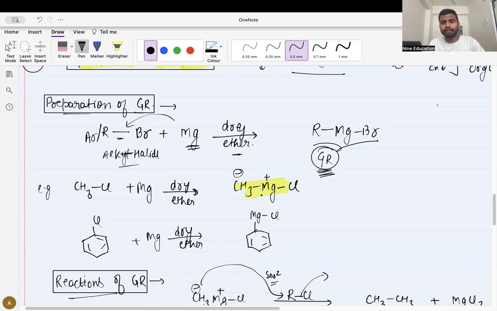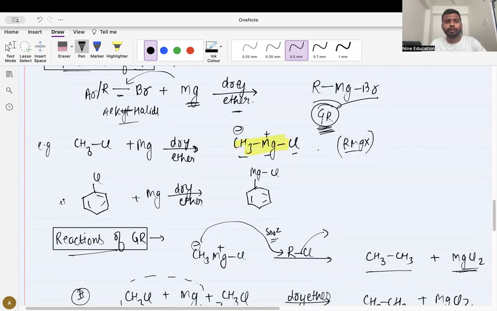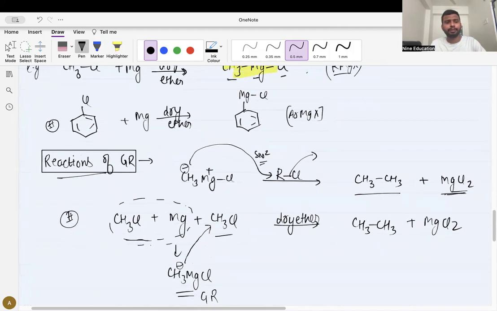CH3MgCl. Here it is RMgX. This is what we call RMgX, where R is CH3, Mg, and X is chlorine. Similarly, for aryl also you can make it from chlorobenzene, you put magnesium in dry ether, you will get the aryl Grignard reagent. We call this ArMgX. Ar, Mg and X. X can be chlorine, bromine, iodine. Fluorine we never make, because it is difficult to break the fluorine bond.